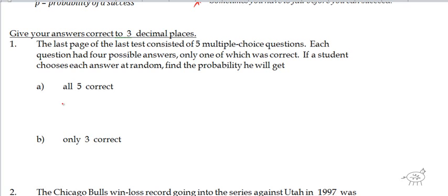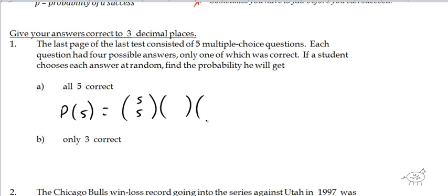So here's the deal. It's basically asking for the probability of getting all 5 correct, and remember the top number is the number of tries. So there are 5 questions, and I'm getting all 5 of them correct.